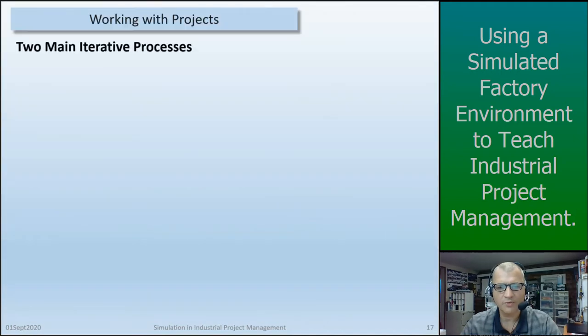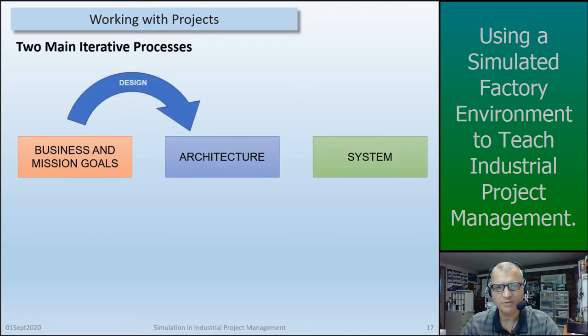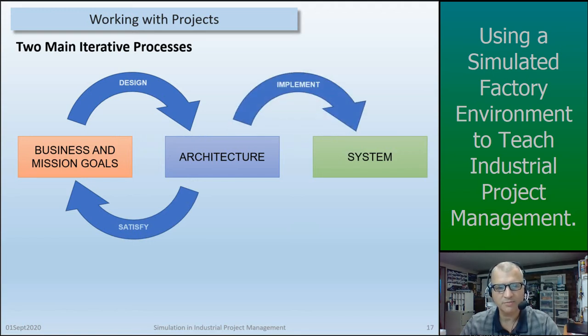If we take a look at working with projects, let's divide the section simplistically up into 3 parts: business and mission goals, architecture, and the system to be created. Now, the business and mission goals are used to design the architecture, and the architecture must, of course, satisfy the business and mission goals. Once we have the architecture in place, it's used to implement the system itself, and again, we have to check back to make sure that the system conforms with the architecture we originally set out.